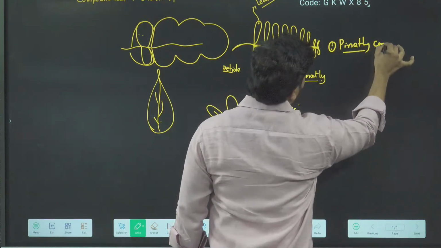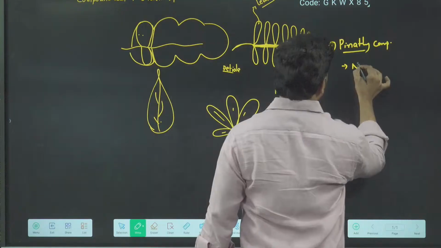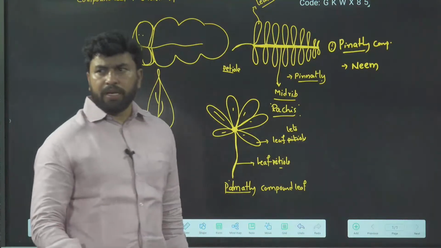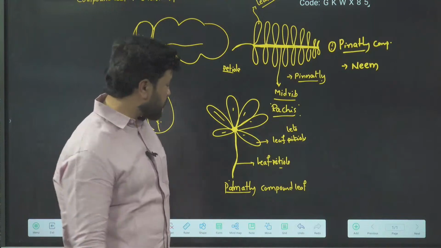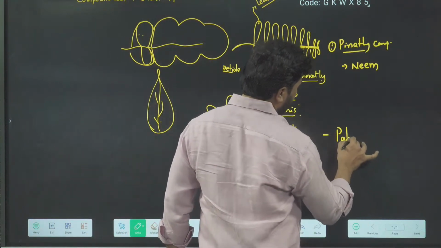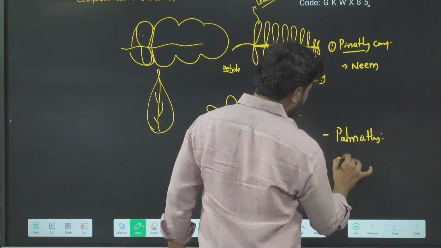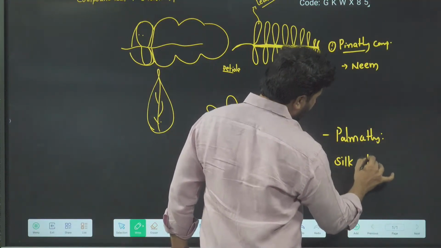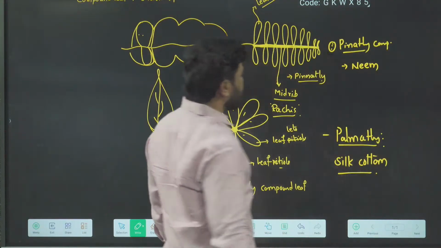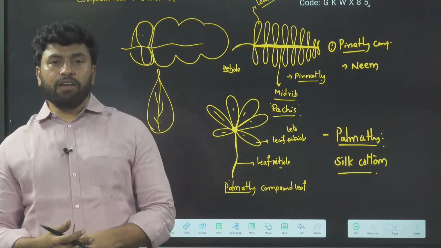Pinnately compound leaf, best example, it is going to be neem, and also curry leaves. So many other varieties come across there. And palmately compound leaf, silk cotton, which is also called bombax. Like this, simple leaf and another variety called compound leaf.